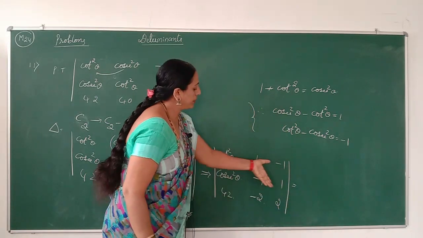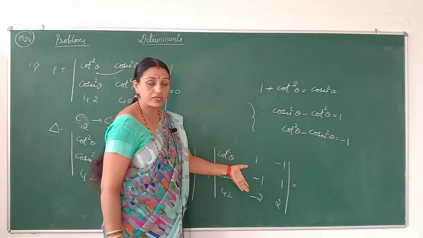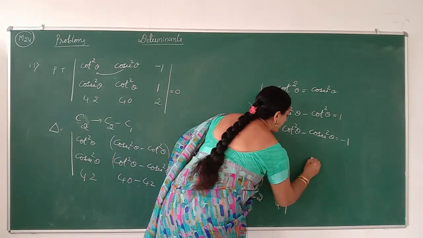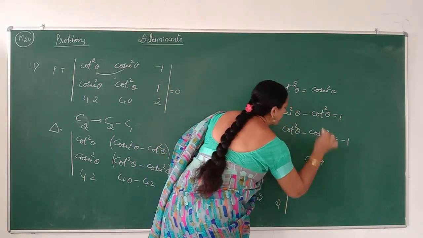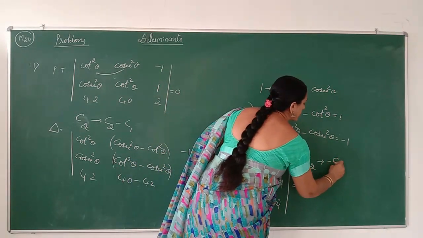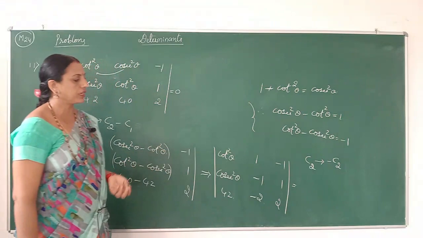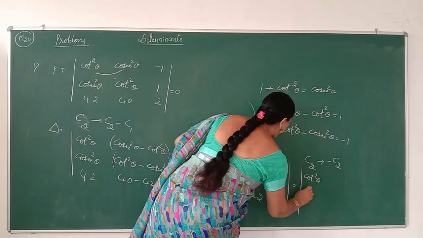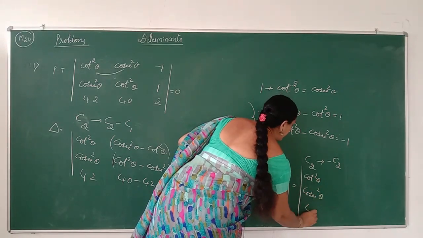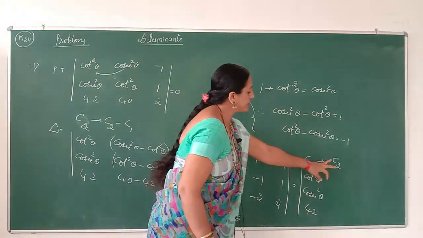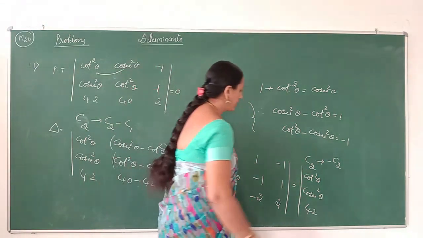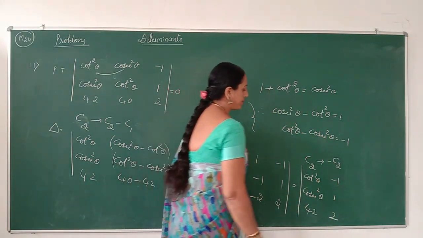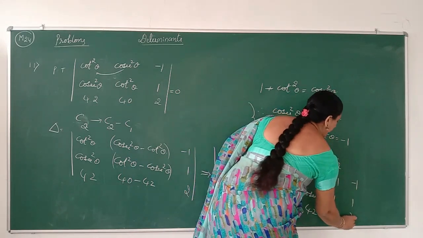Then, comparing these elements with each other, all the elements of the second and third columns differ in sign, so if the sign is a common factor in one column, C2 can be changed with minus C2, or C3 can be changed with minus C3. Then the elements of the first column are cot square theta, cosecant square theta, 42. The elements of the second column are multiplied by minus, so they can be written as minus 1, 1, 2. And the elements of the third column are also minus 1, 1, 2.